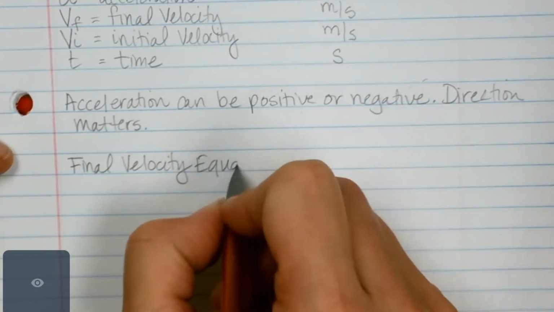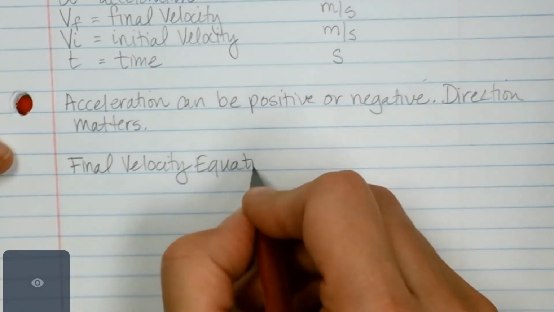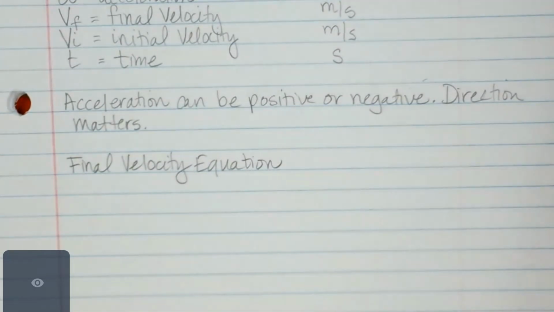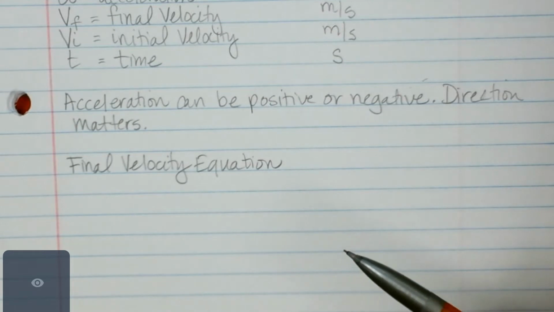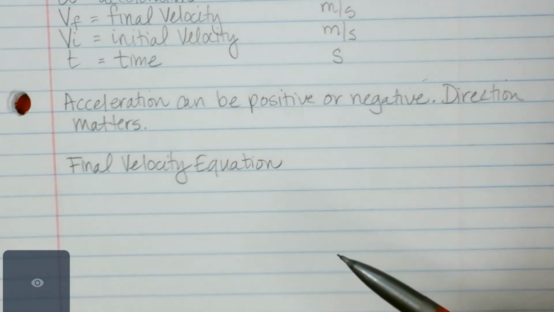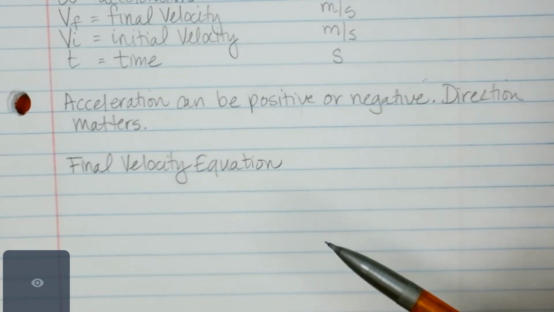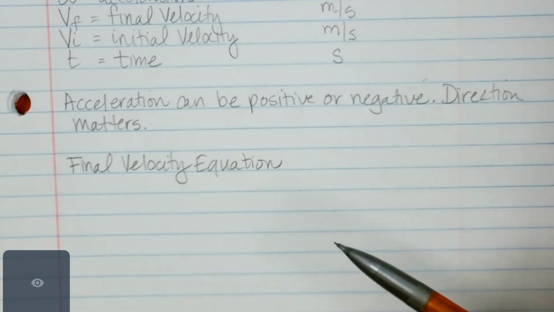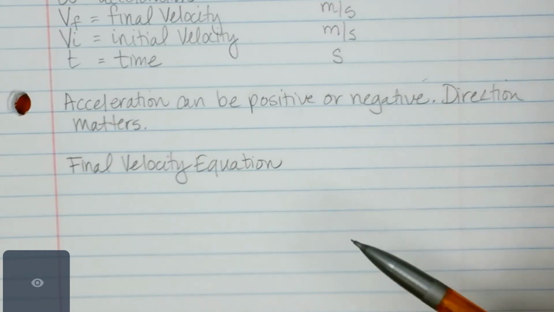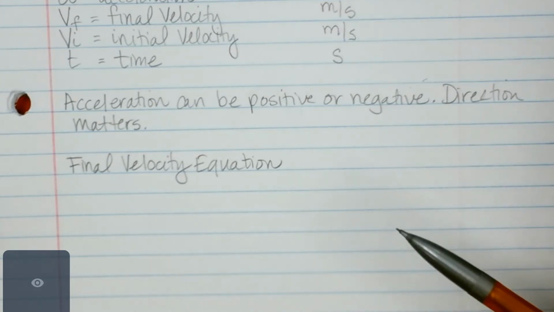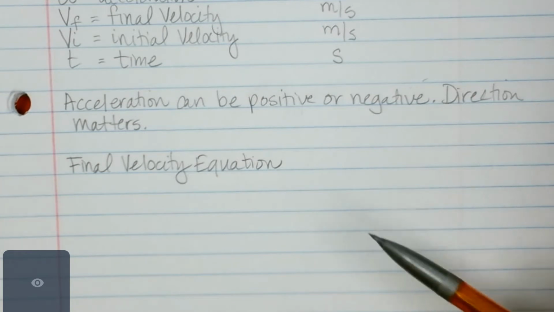So what happens if we're searching for the final velocity? So how that might work is I might say, okay, an object is traveling at 3 meters per second. It accelerates at 1.5 meters per second squared for 6 seconds. What is its final velocity? So I want to know what the velocity ends at after it's accelerated over a certain amount of time.